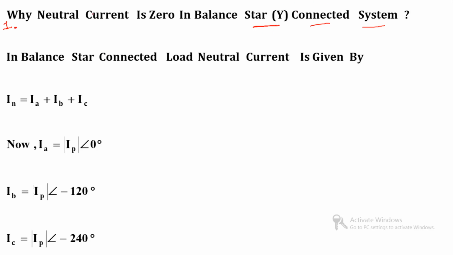So, let's try to answer this question. We know that in a star connected load the neutral current is given by IA plus IB plus IC. We know that IA is equal to mod IP at an angle 0, IB is equal to mod IP at an angle minus 120, and IC is equal to mod IP at an angle minus 240, where IP is the RMS value of phase current. So, let's put the values of IA, IB and IC in the above equation.